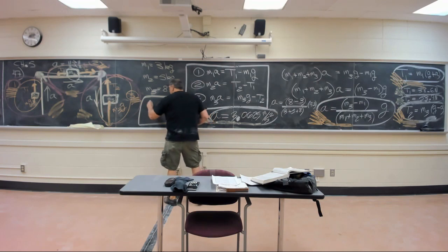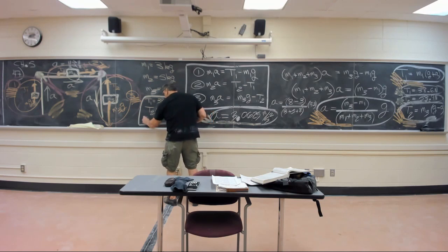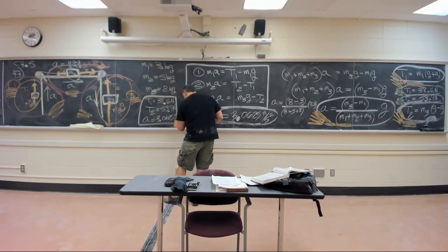That's the way it looks. T1 is 38.6 newtons. T2 is 53.9 newtons. Acceleration is 3.0625 meters per second squared. You got it.